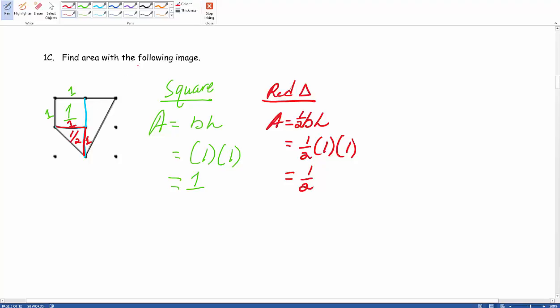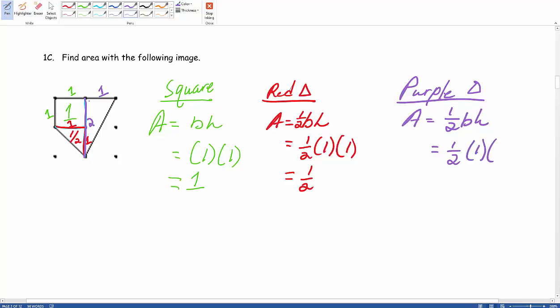Lastly, we need to check out this last triangle. So we'll go ahead and make it purple. Looks like we have a height here of 2 units going from 2 dots and a base of 1. So then for our purple triangle, we have again the area equation for a triangle comes out to be 1/2 times our base times our height. Throwing those items in there, we end up with 1/2 times our base, which is 1, times our height, which is 2.